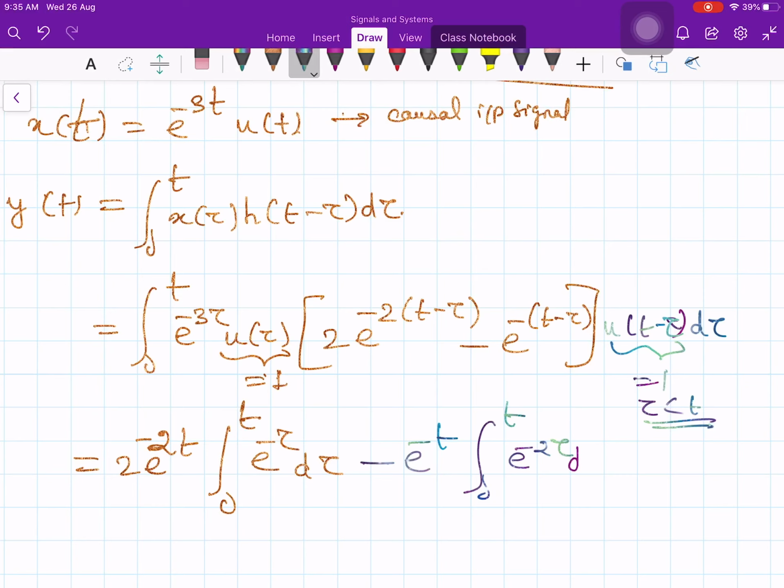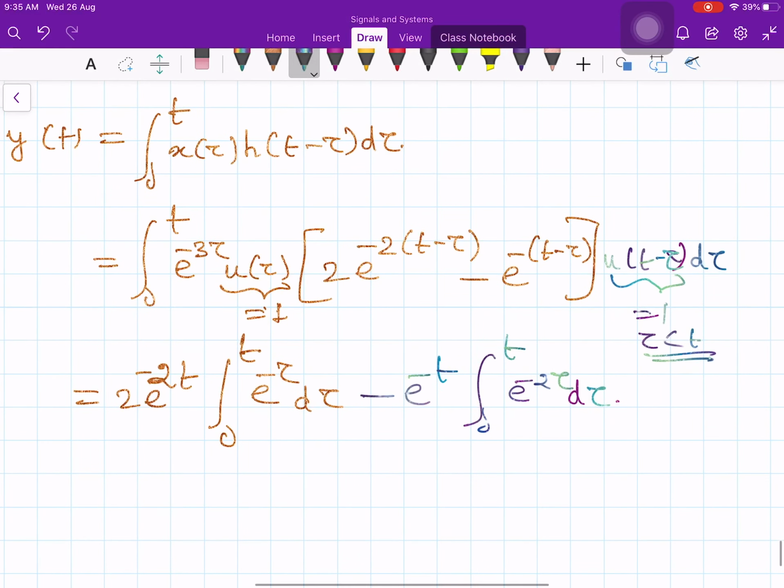So do the integration. I am sorry, this is minus 3 tau and here plus 2 tau. Okay, correct, this is correct only. Okay, so 2 times e to the minus 2t, what will happen now?